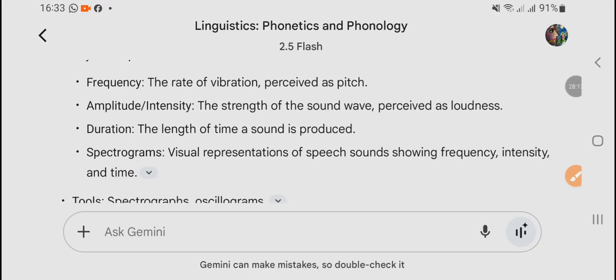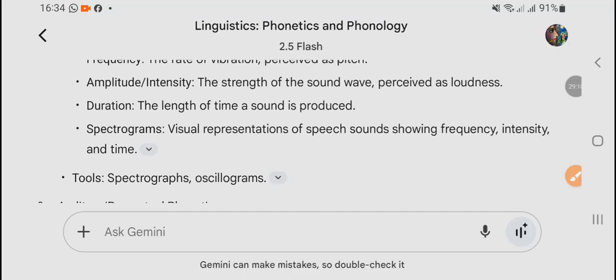And here what are the key concepts we should know? Frequency, the rate of vibration perceived as pitch. You must have noticed Rani Mukherjee's voice. Her voice and pitch is different when she speaks. So that rate of vibration perceived as pitch is different. Some speak loudly, some speak very delicately, right? So that depends. Meera Nair, one of the politicians, was famous for speaking very softly, right? So this is the study of what we call acoustic.